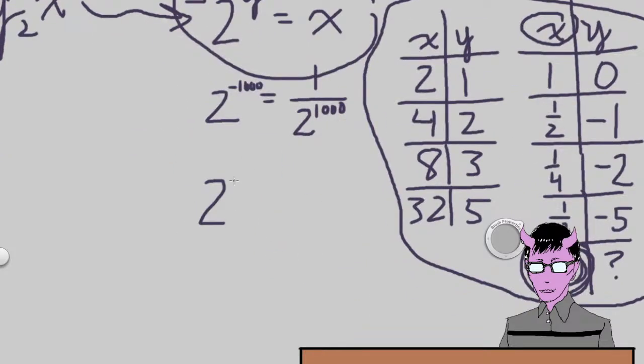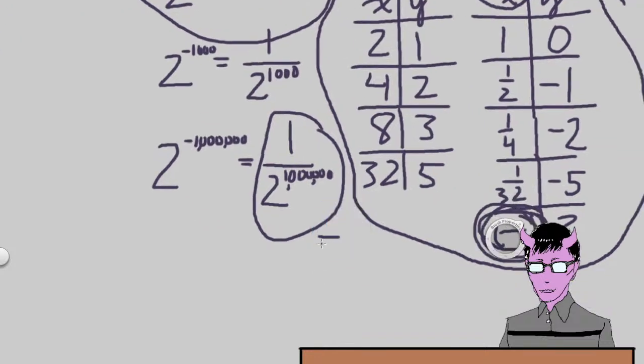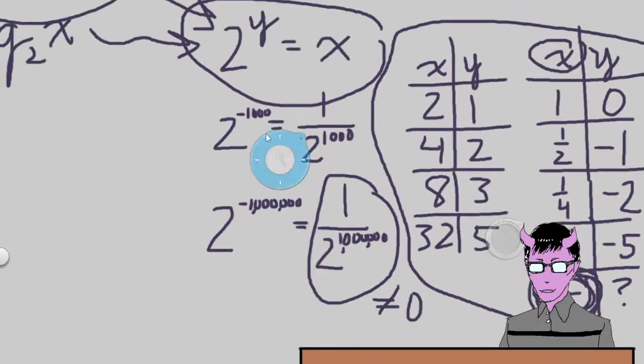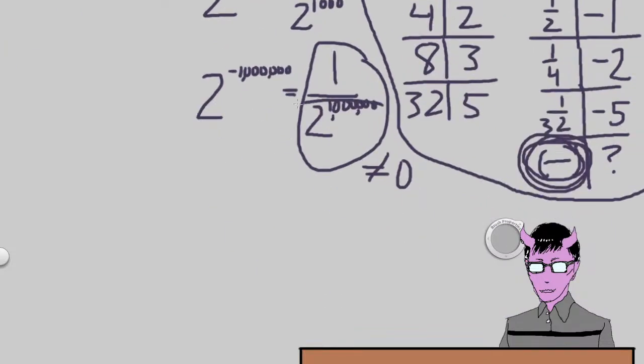But we can try a little bit more. So we could try 1 million. But once we do that, you still have 1 over a positive value. So it's still not 0. You can see that we could keep playing this game over and over, keep putting in a larger negative value. But no matter what, there will always be something on the bottom and a clean 1 on the top. And that is never going to be 0.